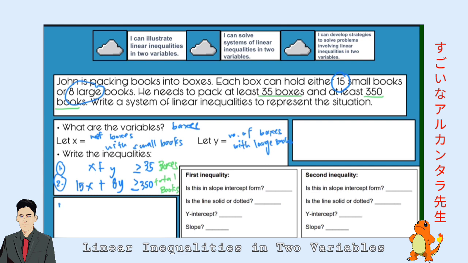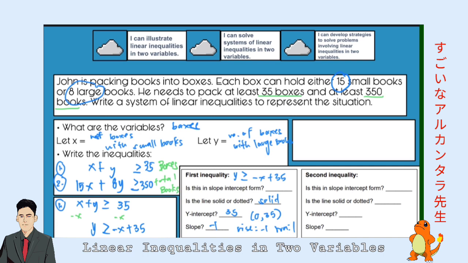And again, just like earlier, put them all in slope-intercept form. Greater than or equal to 35, subtract x from both sides. You're going to have y is greater than or equal to negative x plus 35. So that's your first linear inequality. This is still solid. The y-intercept is at (0, 35). Slope is negative 1. The rise is negative 1, run is positive 1. So for the next inequality, you have 15x plus 8y greater than or equal to 350.